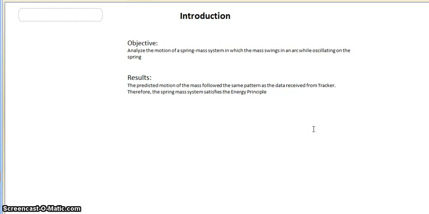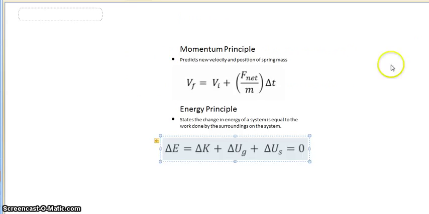This was done using some of the fundamental principles of physics, such as the momentum principle, the energy principle, and Hooke's law. I used VPython to predict the motion of the spring mass and make comparisons. The results were that the predicted motion of the mass follows the same pattern as the data obtained from Tracker. I also concluded that the spring mass system does satisfy the energy principle.